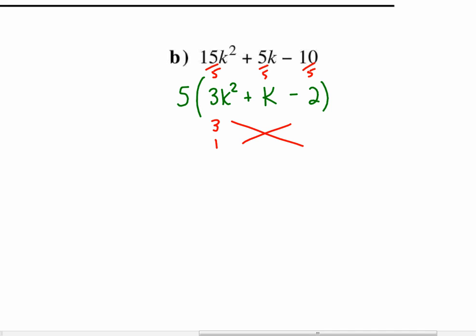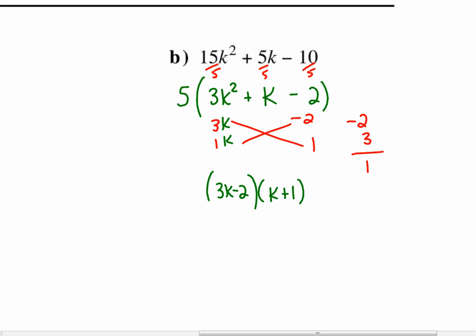Where does the 1 and where does the 2 go? No, that won't work. 3 and 2, I want to make a positive 1. So negative 2, positive 3, that would make a positive 1. So that factors 3k minus 2 is k and k. K plus 1.